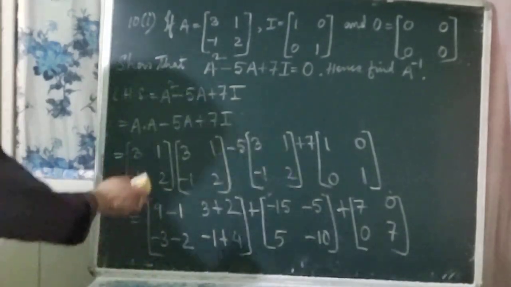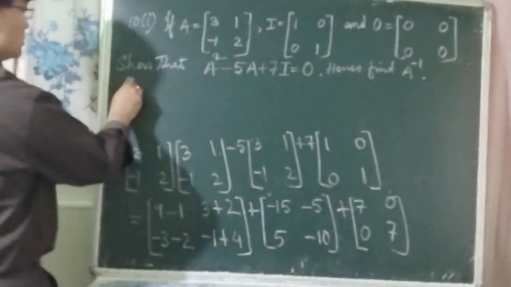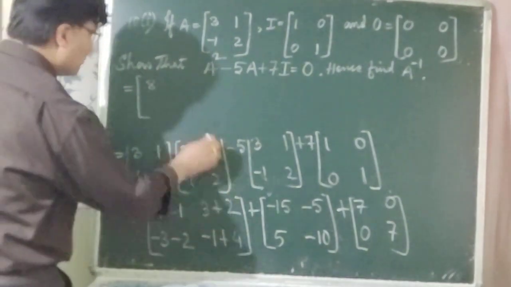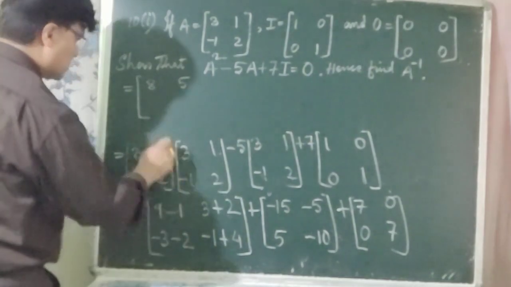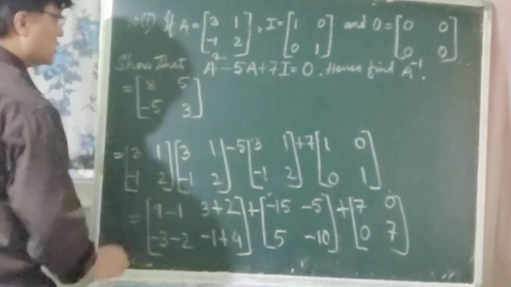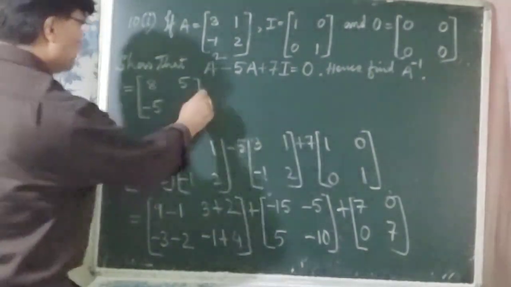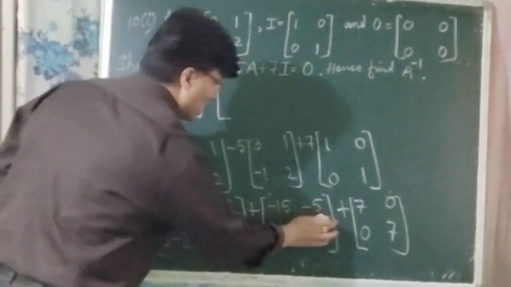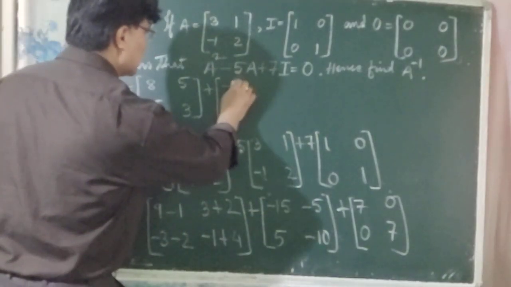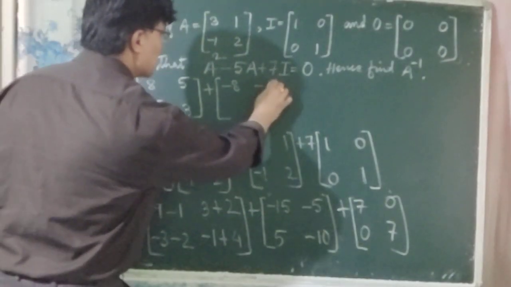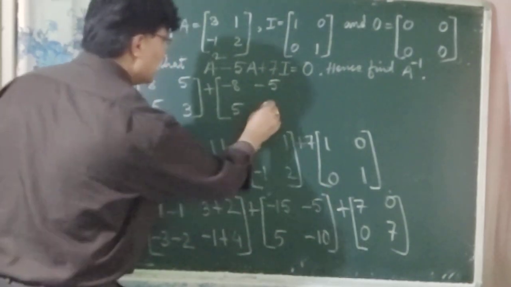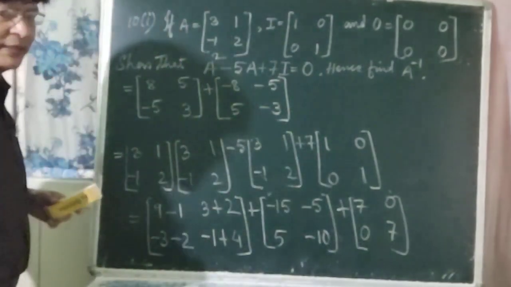So now let us simplify it further. What is 9 minus 1? It is 8. What is 3 plus 2? It is 5. Minus 3 minus 2 is minus 5, and -1 plus 4 is 3. This is your 8 5 minus 5 3 plus. So now you can add those two matrices. They are of same order, isn't it? So -15 plus 7 is -8, -5 plus 0 is -5, and then 5 plus 0 is 5, -10 plus 7 is -3.